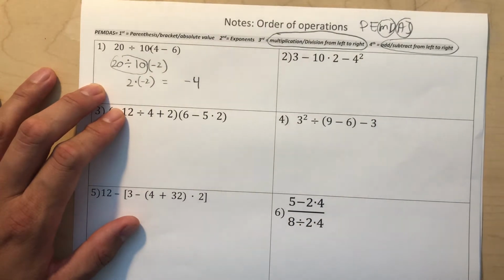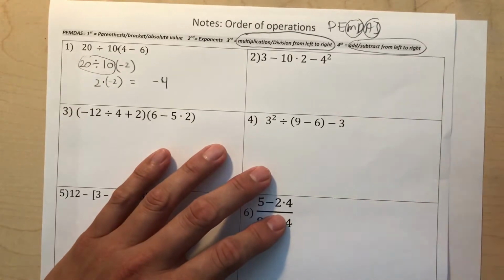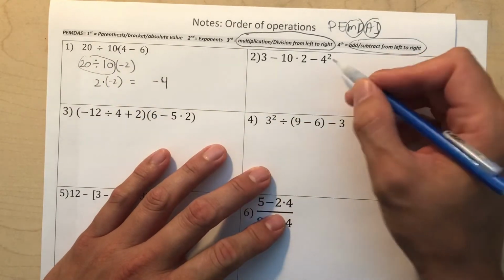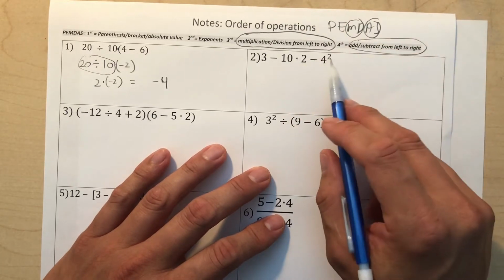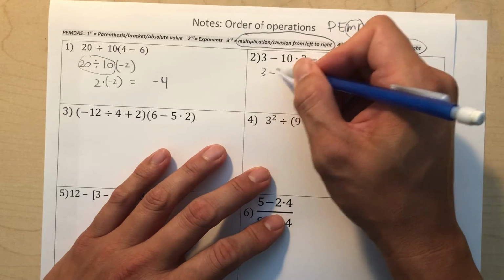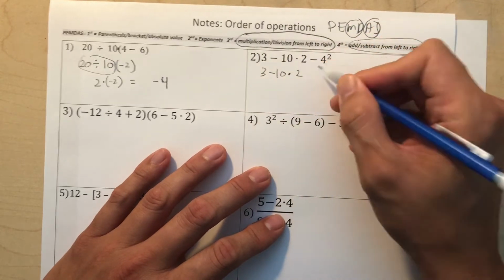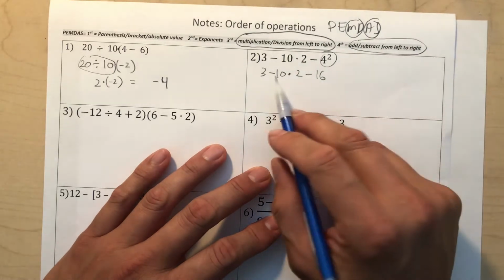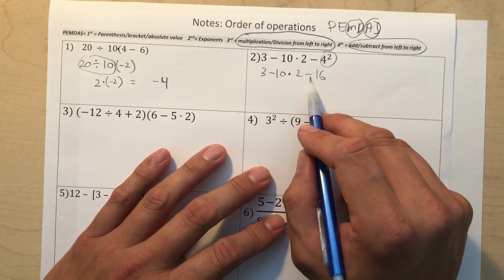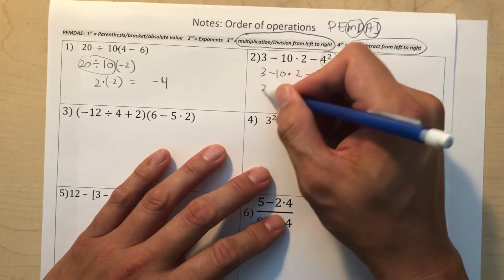All right, let's go and do number two. I don't see a parenthesis, but I do see an exponent. I see subtraction, multiplication, and subtraction. So let's do that exponent first. So 3 minus 10 times 2 minus this part right here, which gives me 16. Now I have a subtraction, a multiplication, and a subtraction. Multiply first.